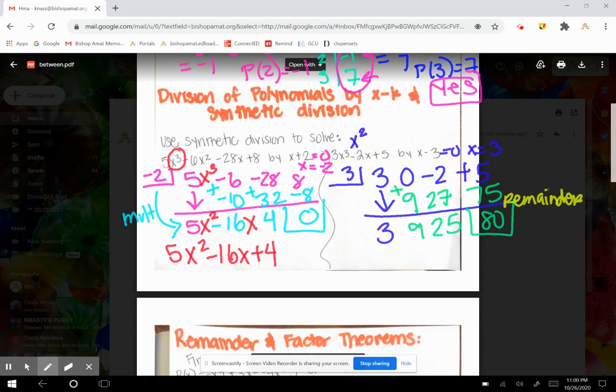So here's how you're going to write the answer. We started with x cubed, so this is x squared, and we go down 1 to x squared. And then after x squared is x. So here's our answer. 3x squared plus 9x plus 25 plus 80 over your divisor, which is x minus 3. If you forget the remainder part, it would be wrong. Okay, so we have to have that remainder part in there.